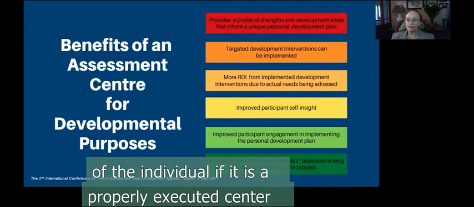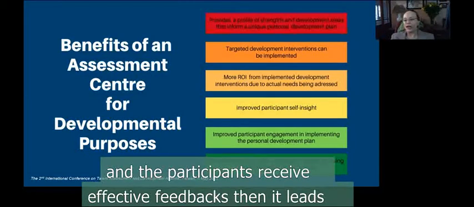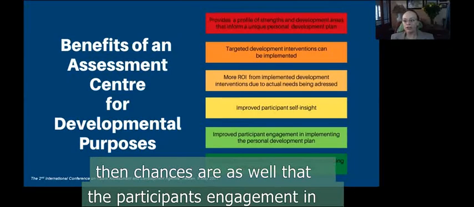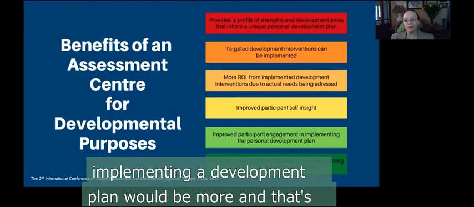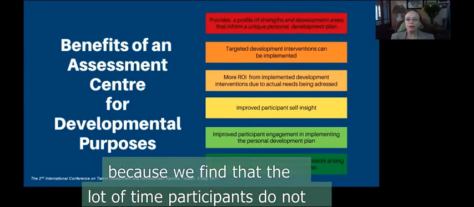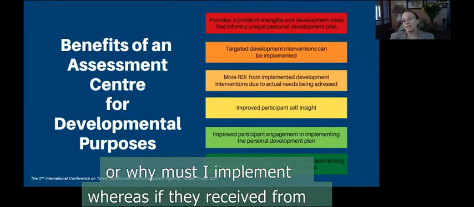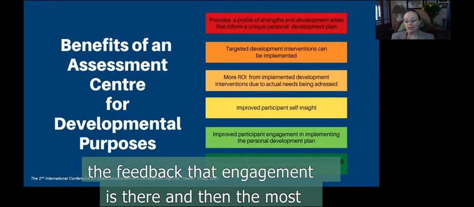If it is a properly executed center and the participant receives effective feedback, then it leads to improved participant self-insight. And if it is effective feedback, then chances are as well that the participant's engagement in implementing a development plan would be more. And this is huge because we find that a lot of times participants do not implement development plans because they don't see the benefit, or why must I implement it? Whereas if they received proper feedback, that engagement is there.